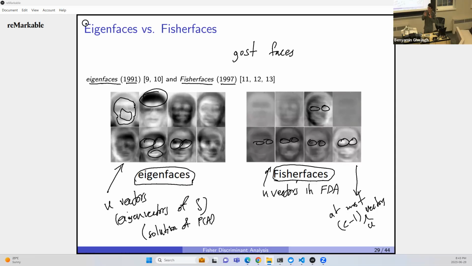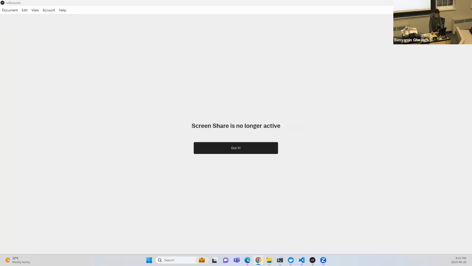By the way, in parentheses, I have proposed a method which interpolates between PCA and FDA and supervised PCA and something new which I developed. So I think I need to show it to you. I think it's very interesting. I want you to see. Just give me a sec.